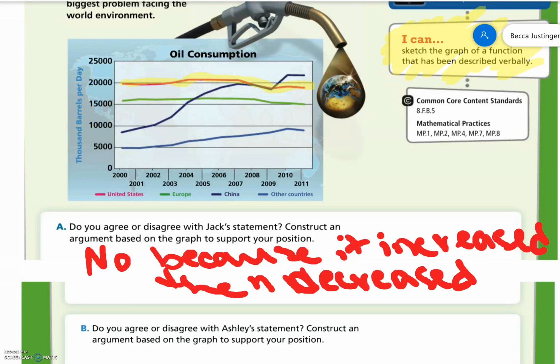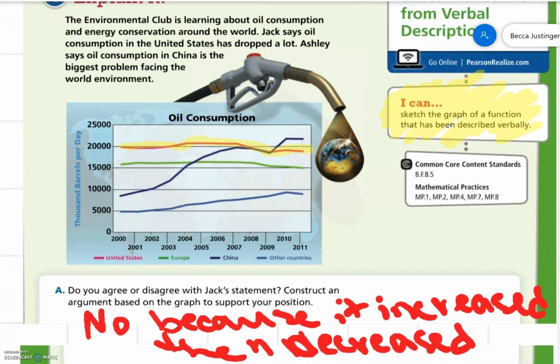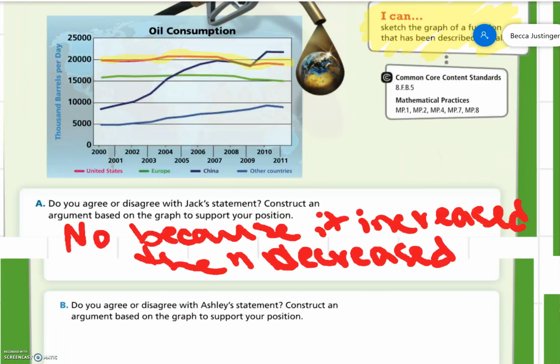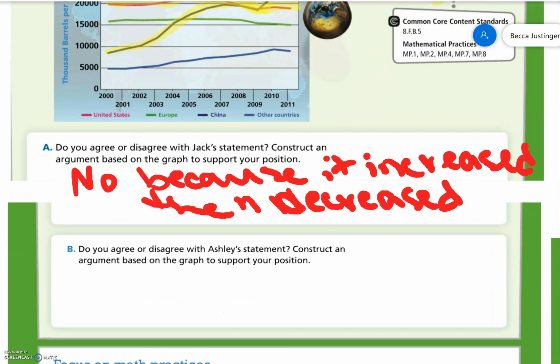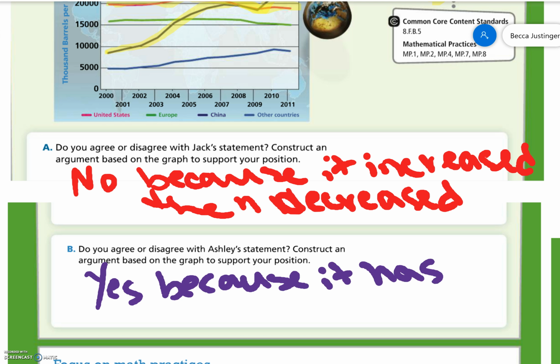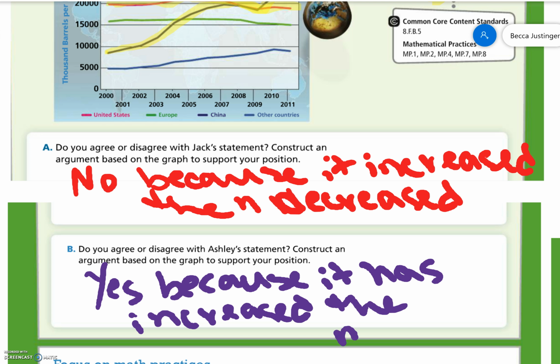Do you agree with Ashley's statement? Construct an argument based on the graph to support your position. So Ashley says that China is the biggest problem facing the world environment. China is this bluish purpley color. Started off low and then it increased over the 10 years. So I agree with Ashley, yes, because it has increased the most. Because if it were to continue on this trend, it would only get worse and worse.